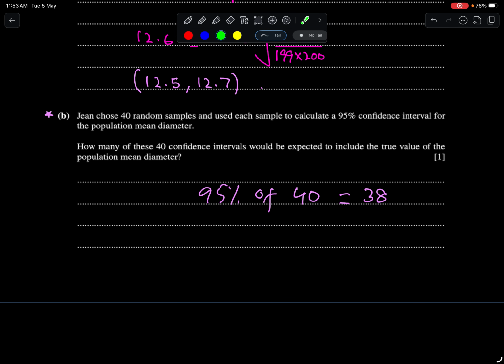Gene chooses 40 random samples and uses each sample to calculate a 95% confidence interval for the population mean. How many of these 40 confidence intervals would be expected to include the true value? Very simple, 95% of 40, which is 38. On average, 38 intervals include the true value of the population mean, and would not be expected, 5% of 40, so two intervals on average do not include it.